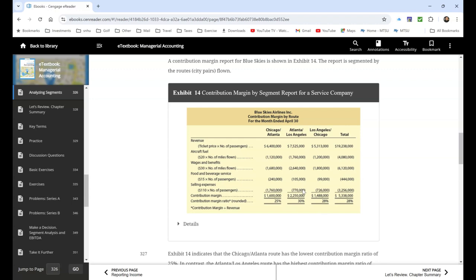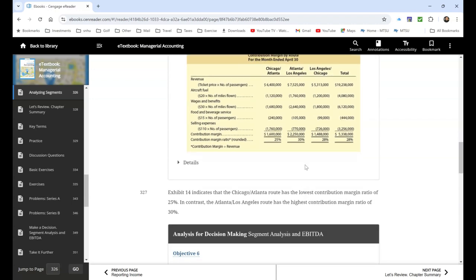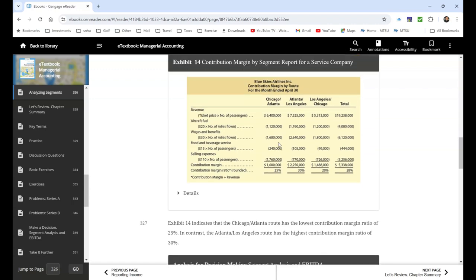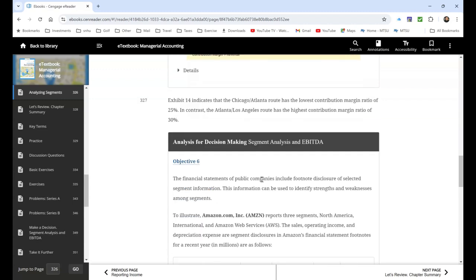They can use this maybe to tweak their pricing and hopefully increase their profitability. And Chicago to Atlanta, it's really kind of a money loser. Now, do they need that because their passengers expect them to do this? That's a good question, and that's something you have to look at from the marketing aspect.